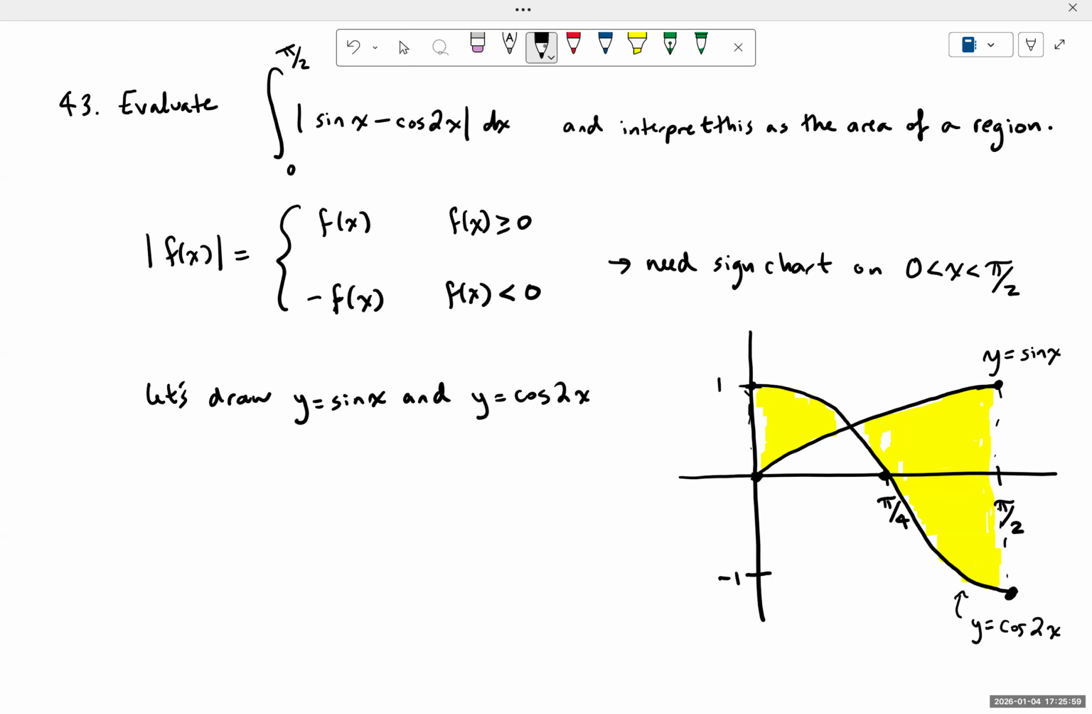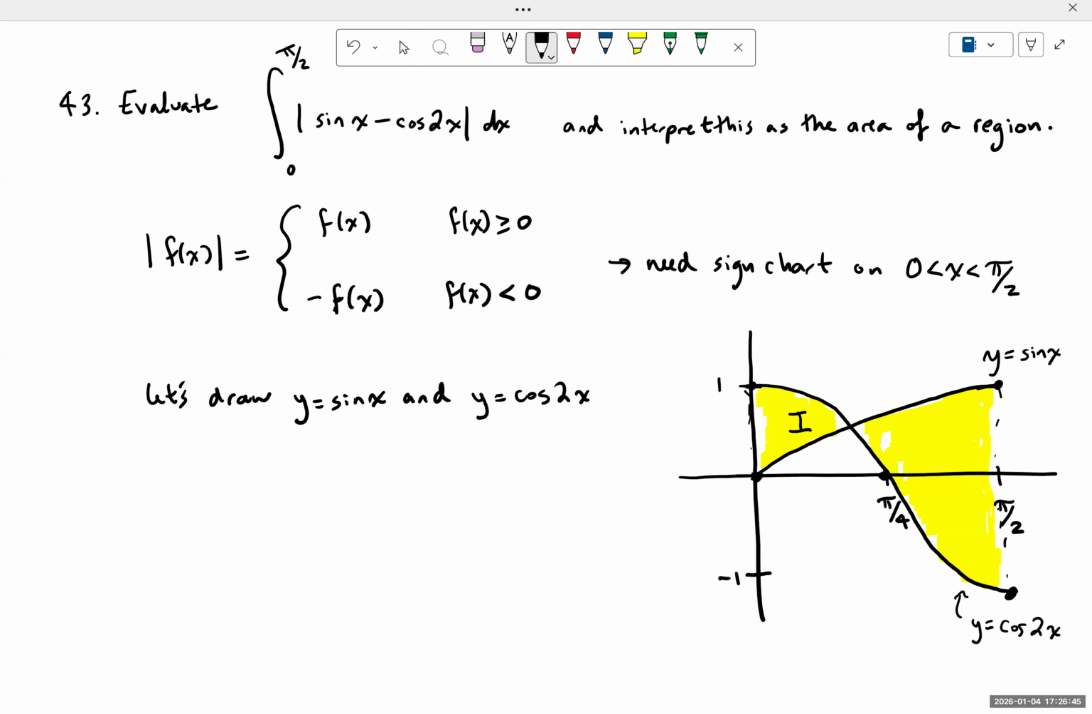All right. So now I'm claiming that the integral that they want with the absolute value is going to be the same as this yellow region. Why am I saying that? Because the absolute value is basically taking care of the sign business. So on this first part, on part number 1, the cosine curve is bigger than the sine curve, right? So the value would actually be negative. So I really would have cosine 2x minus sine x when I put the absolute values. On the second part, the opposite is true. Sine x is bigger.